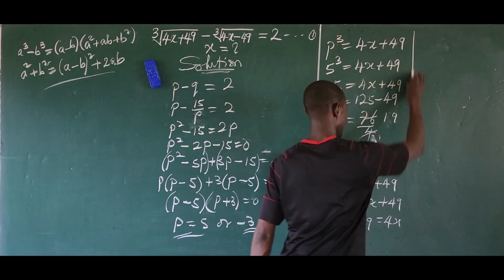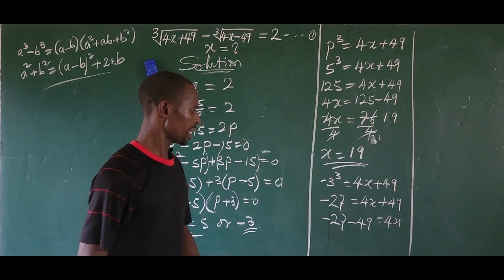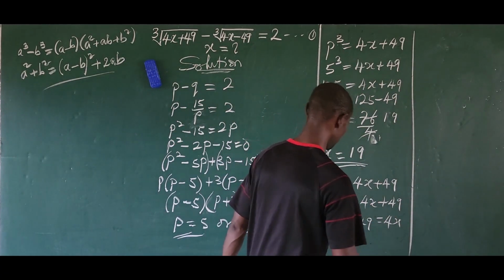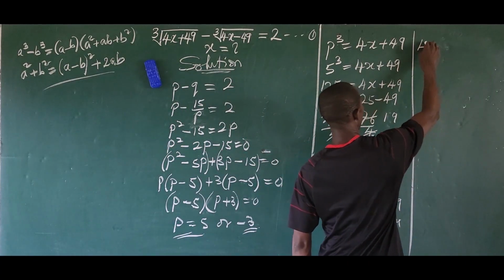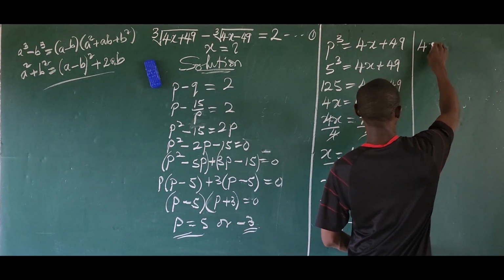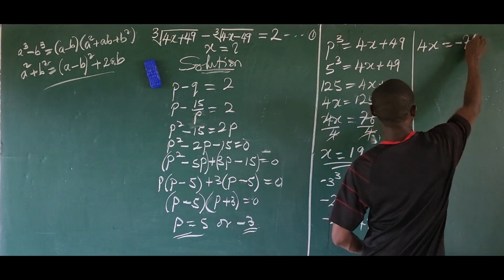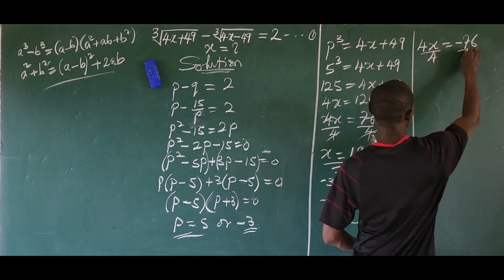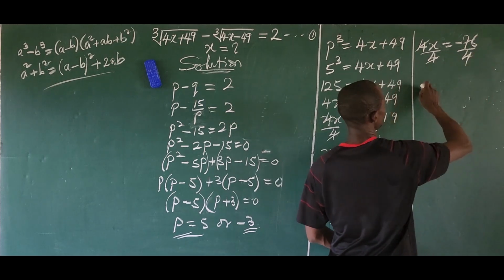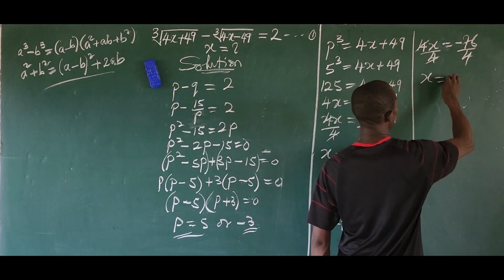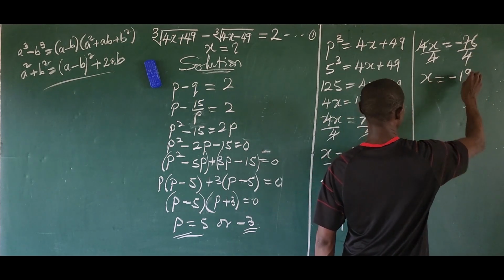Let's continue on this side. We're almost there. So this minus this will give us minus 76. So we have here 4x is equal to minus 76. Divide by 4 again, divide by 4, cancel. So here we have minus 19. So we have x is equal to minus 19.